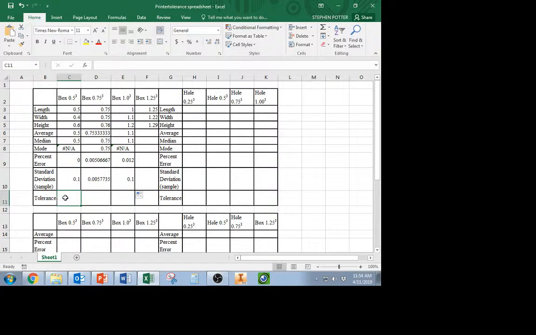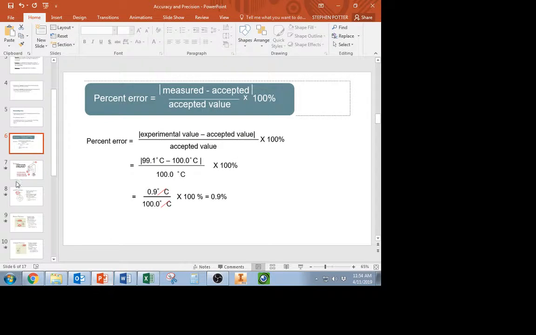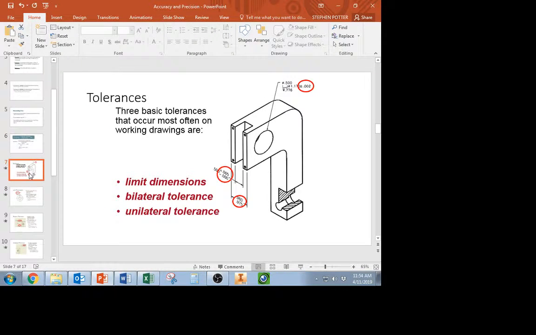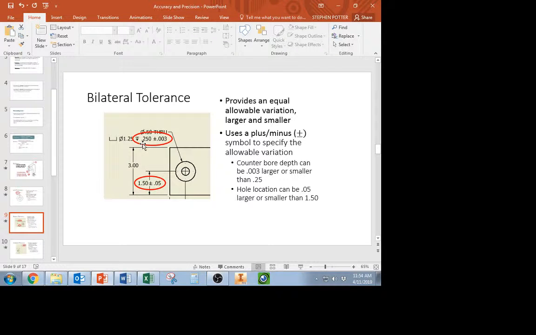And last but not least is our tolerance. So for our tolerance, our initial number is going to be our average. So remember back to tolerances. Tolerances are expressed as the base number and then basically the range. So this one is the whole depth is 0.250 plus or minus 0.003. So that means it could be 0.003 more or less.